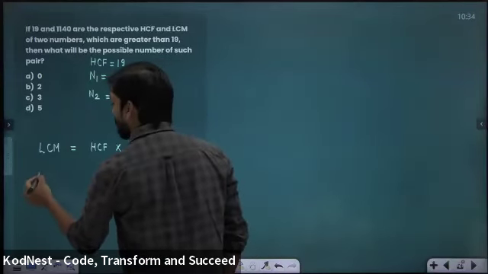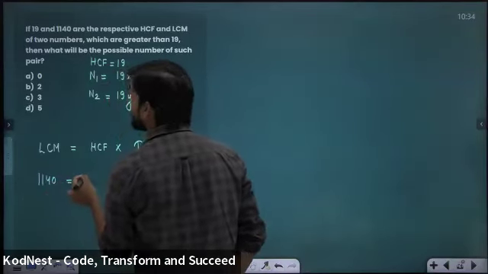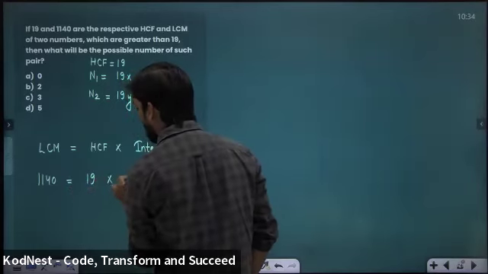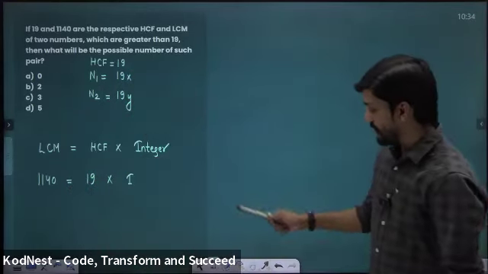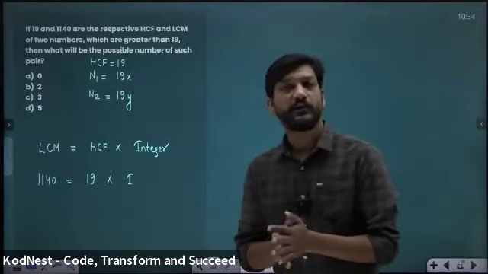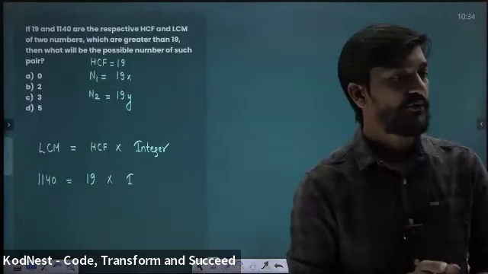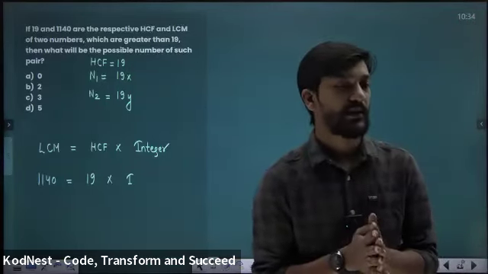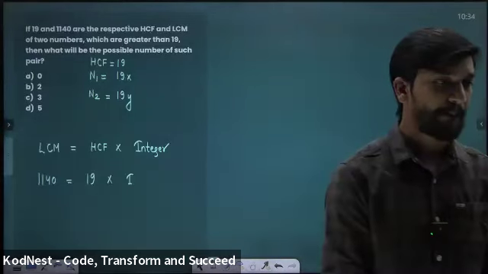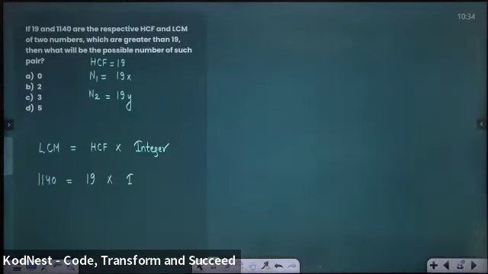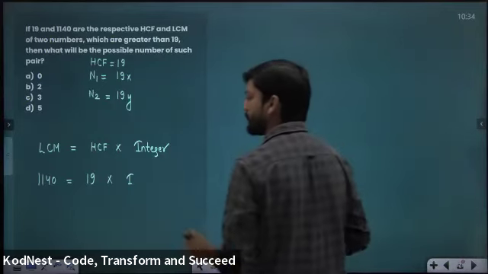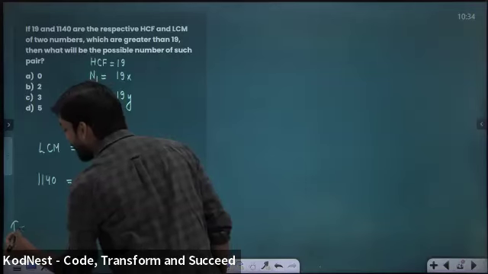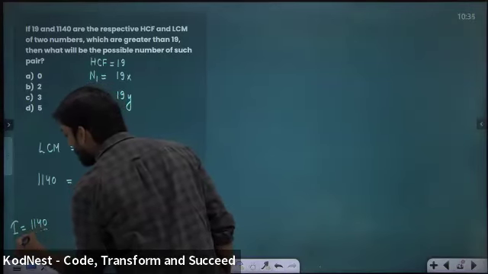All right, LCM is 1140. HCF is 19. Integer we don't know. Please solve this equation. What is the I value? All of you please solve it. Anyone who is not able to get the I value? Me. Okay. This I value will be equal to 1140 divided by 19, yes or not?